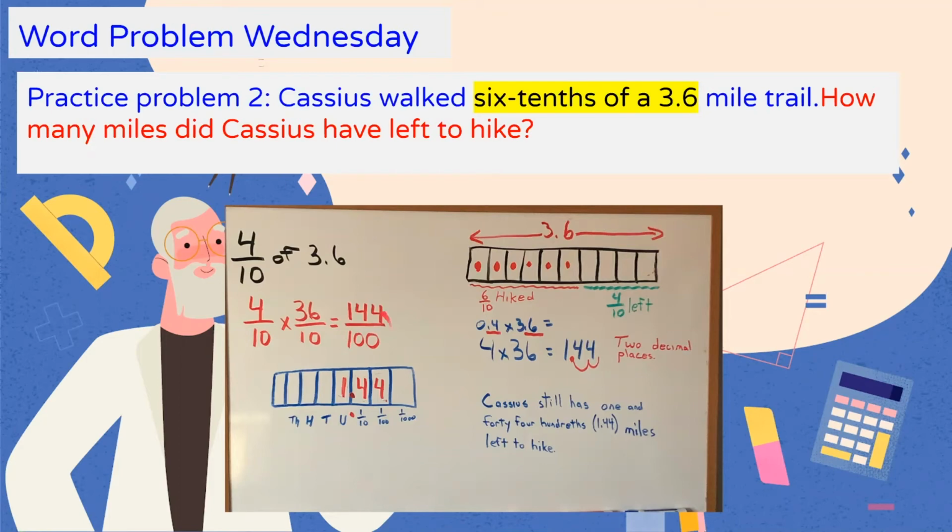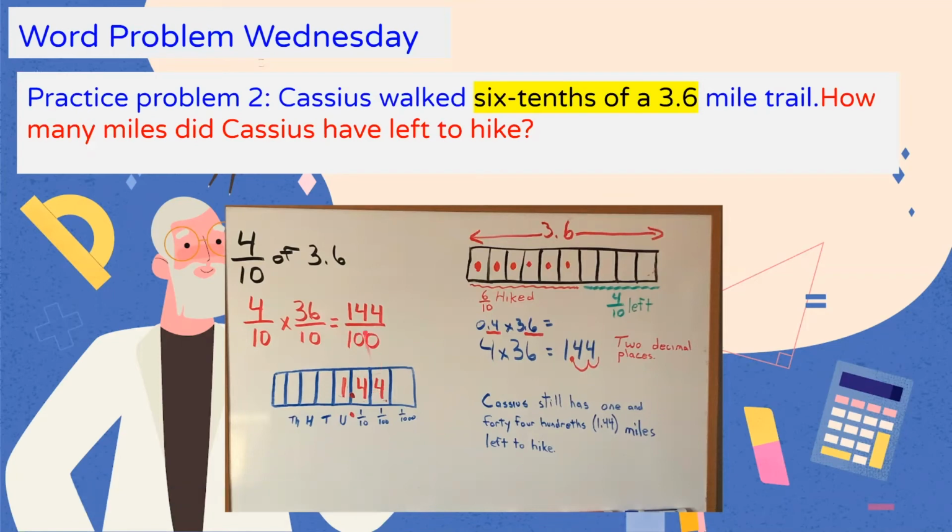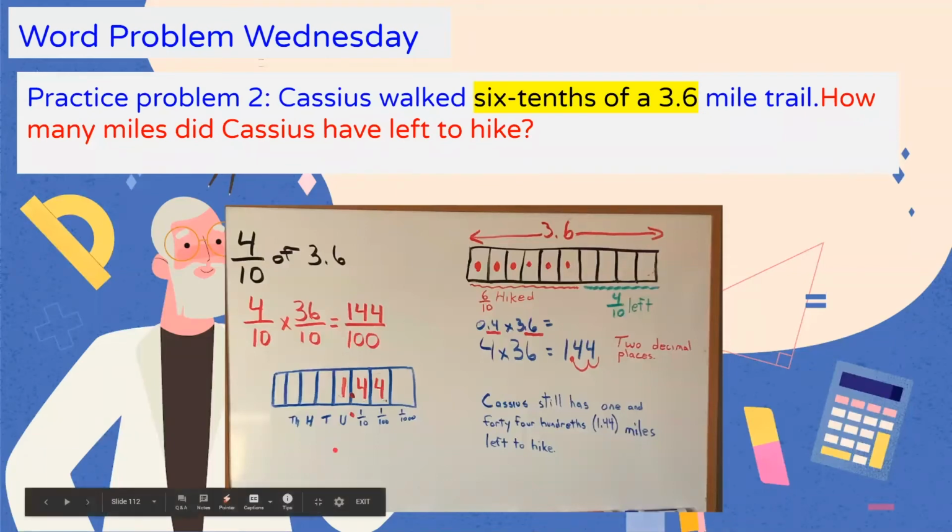100ths. Again, I have a place value chart ready to go. I start with my hundredths, 4. Then I move my other 4 into the tenths, move my decimal down, and then I place my 1 in my 1 unit, and it should be 1.44 or 1 44 100ths.